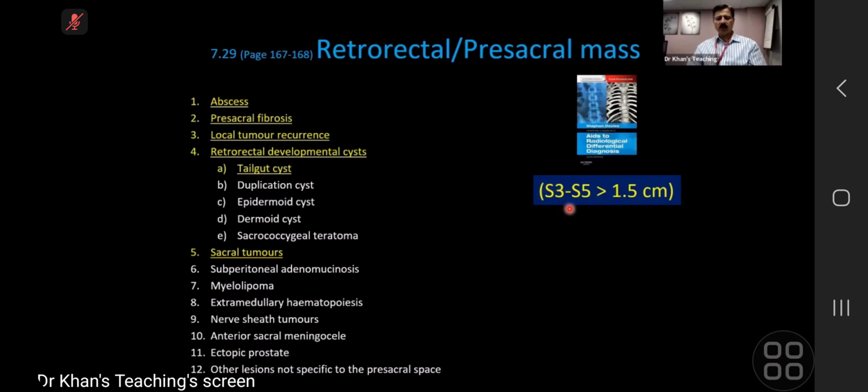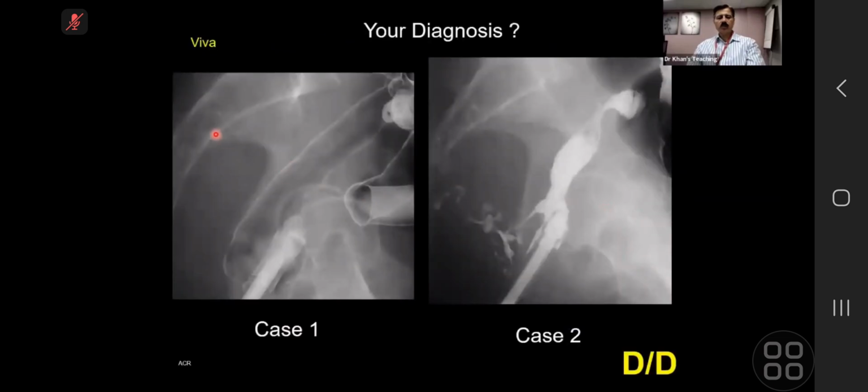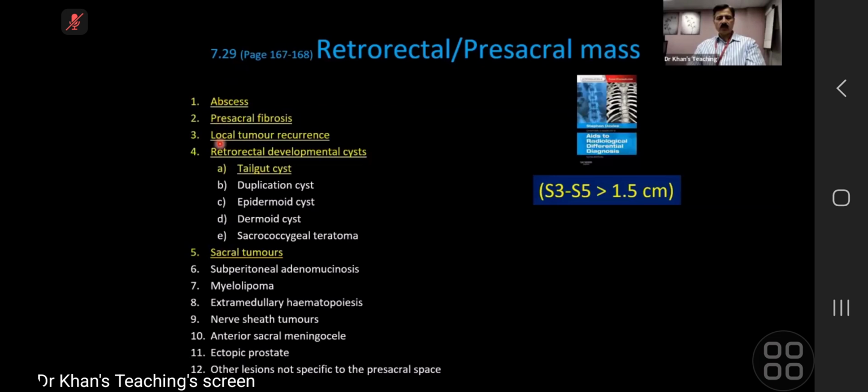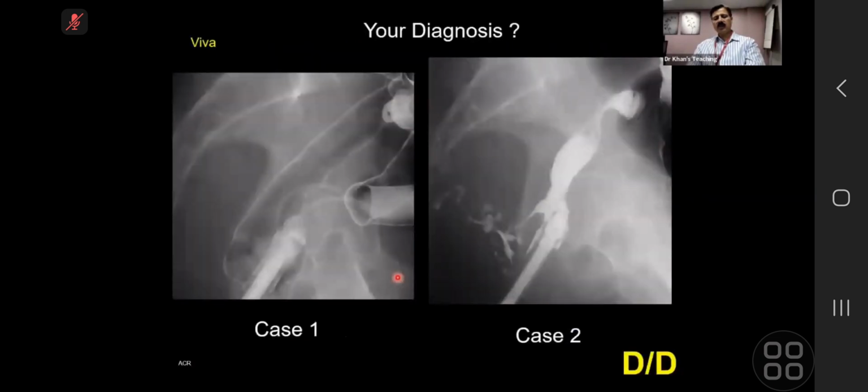In Chapman, it is given that at the level of S3 to S5, if the distance between the rectum and this bone is more than 1.5 centimeters, we call it widened presacral space. There is a differential diagnosis, and this is all the differential diagnosis. But in ulcerative colitis, it can happen because of a lot of inflammation or edema in the presacral space.